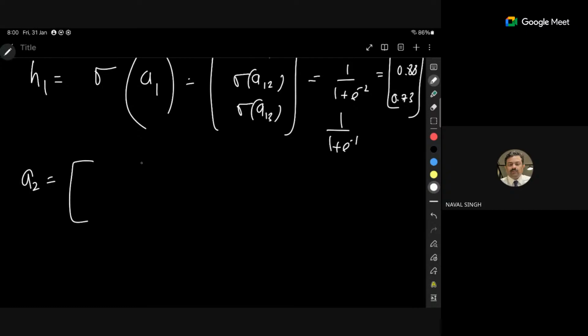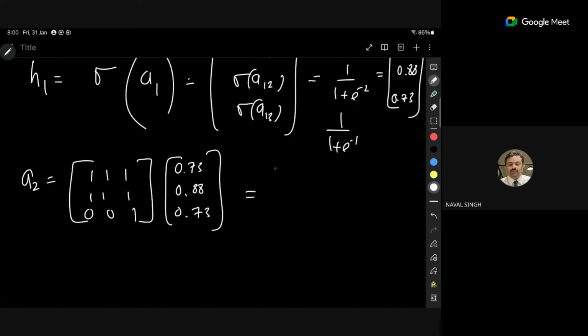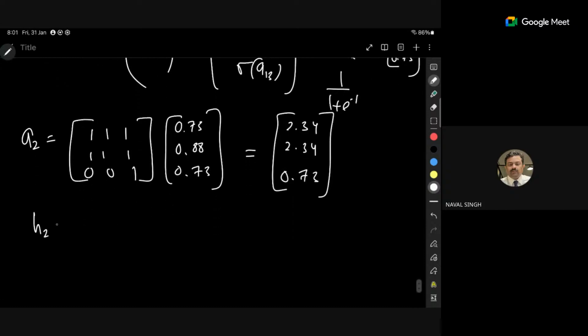Now I'll compute A2. A2 will be the matrix 1 1 1 1 1 1 0 0 1, and then I'll multiply by 0.73, 0.88, 0.73. If you do that, you'll get the output as 2.34 for the first sum, then the summation is 2.34 again, then the last one is 0.7. So this is what I'll get as A2. Then I'll compute H2.